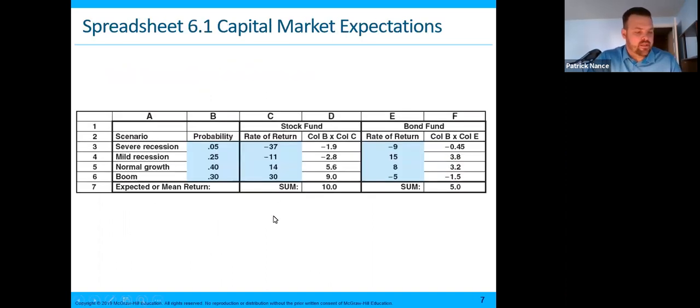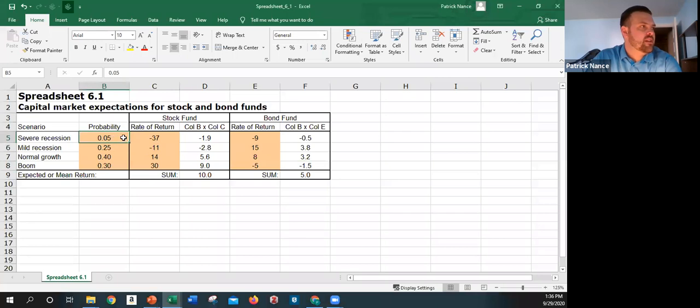Okay, so here is the first of several spreadsheets we're going to go through in this chapter. These numbers are just numbers they've made up, and we'll talk about how we can find these numbers through historical records in a few minutes. But for now, this is just the numbers they've put in there. All they did was take the probability of it happening. So they said, okay, we think there's a 5% probability that there will be a recession. If there's a recession, our stock fund we think will drop by 37%. So if I take my probability times my rate of return, that gives me this negative 1.9 here.